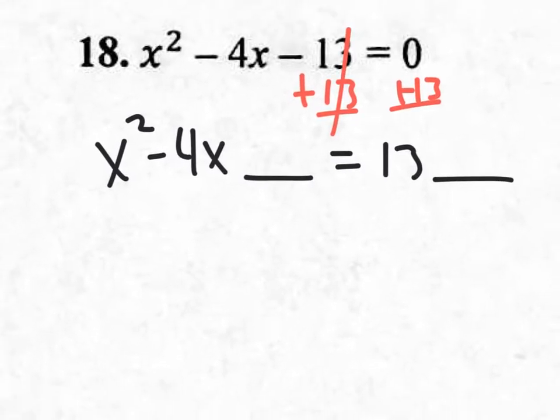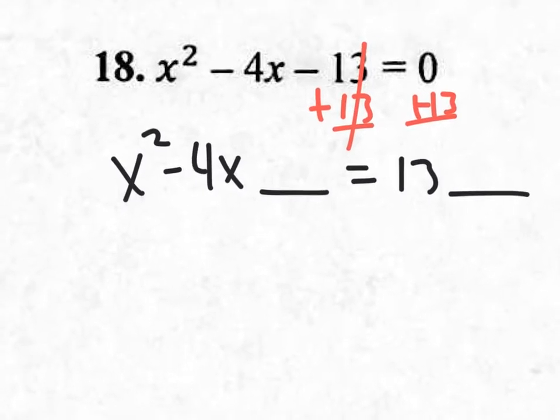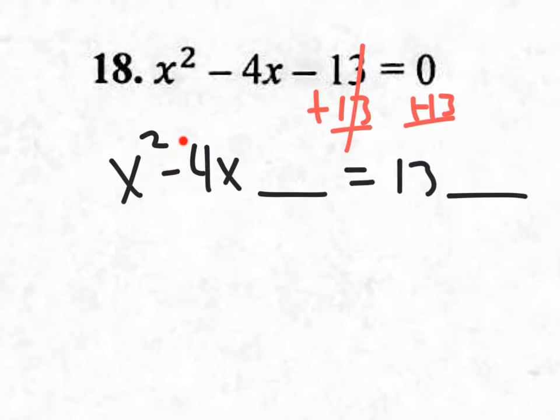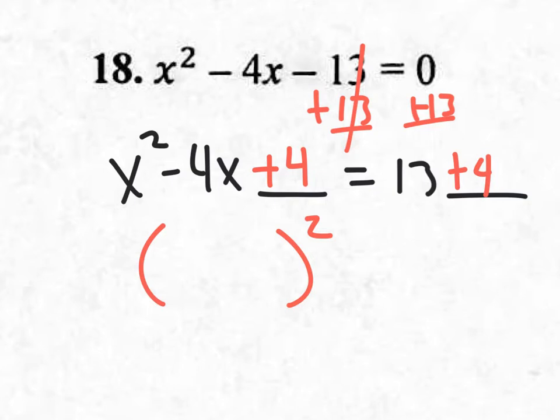Take the B value, which is negative 4. We're going to take half of it, which is negative 2, and then we're going to square it. Negative 2 squared is positive 4. So you put a plus 4 here and a plus 4 over here. And now we'll be able to write it as a binomial squared. And you have an x in there, and then you simply take half of b, half of whatever you see here, which is a negative 4, half of that's negative 2. And that's your perfect square, or that's your binomial squared, equals 17.